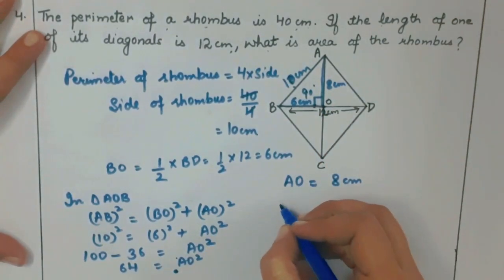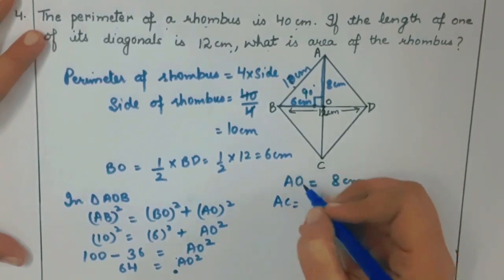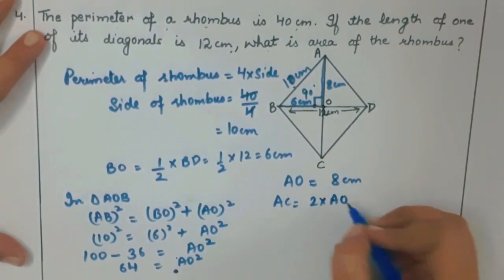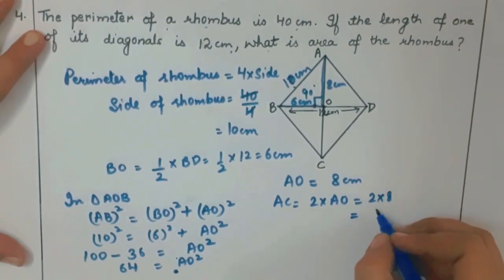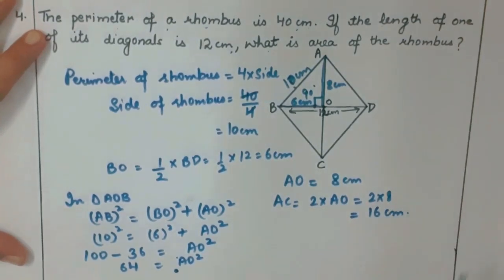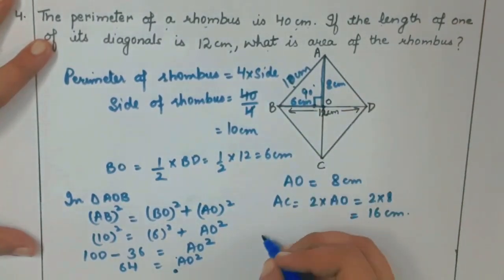Therefore, diagonal AC is equal to double of AO. It is equal to 2 into 8, which is equal to 16 centimeter. Now diagonal 2 is 16 centimeter. Now we have to find out the area.